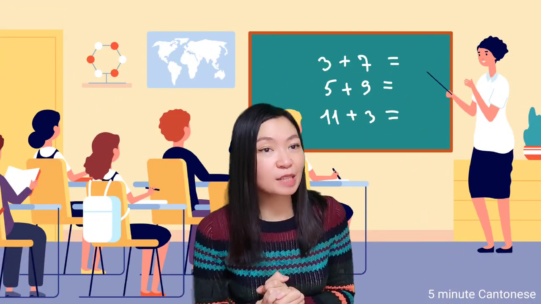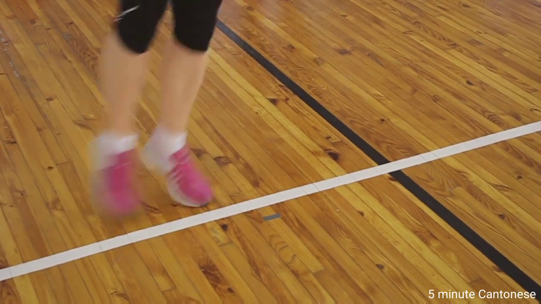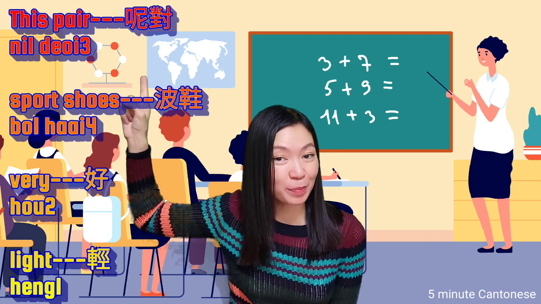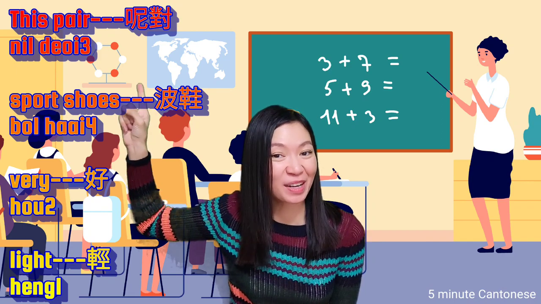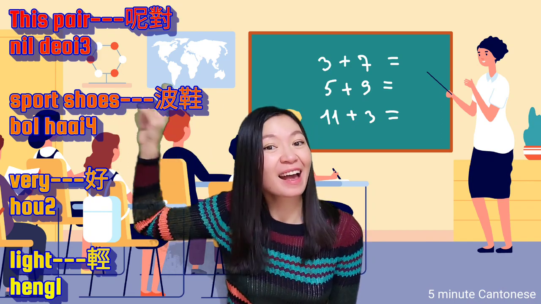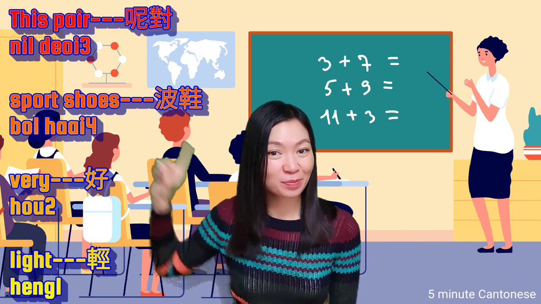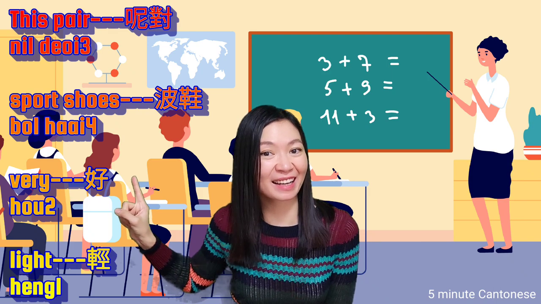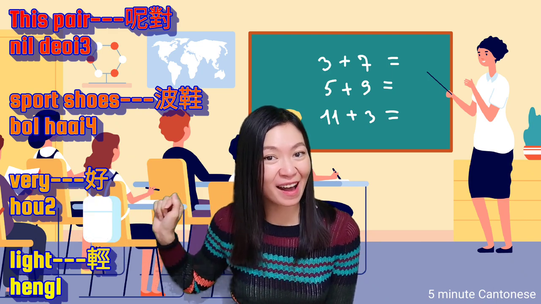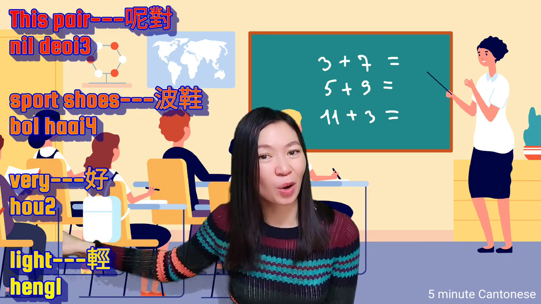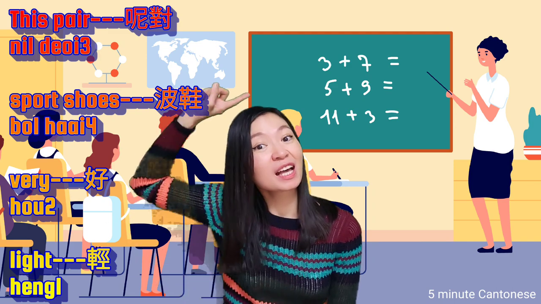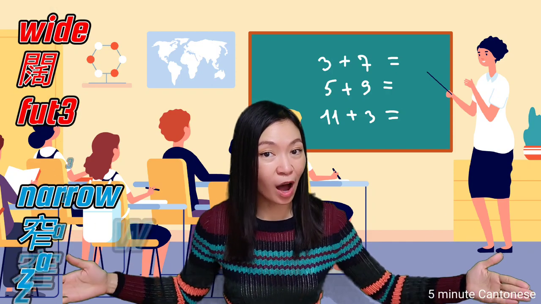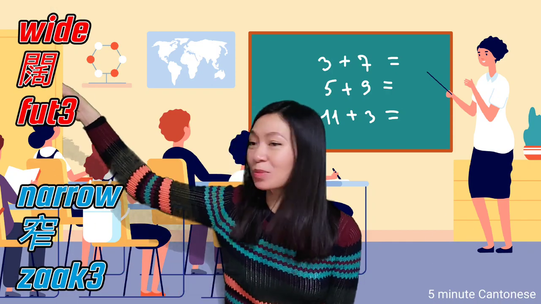How about, for example, this pair of shoes is very light. How to say? 你, remember the quantifier of pair, right? 对, 你对. For example, sports shoes, 波鞋, very light, 好轻, 你对波鞋好轻. How about wide and narrow?